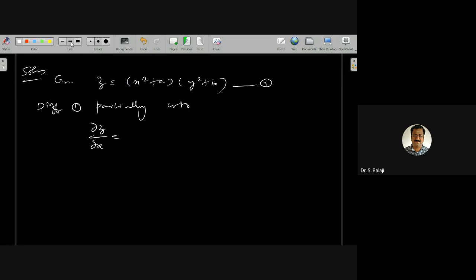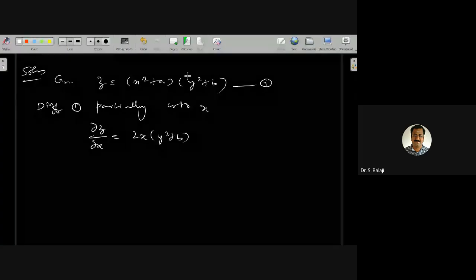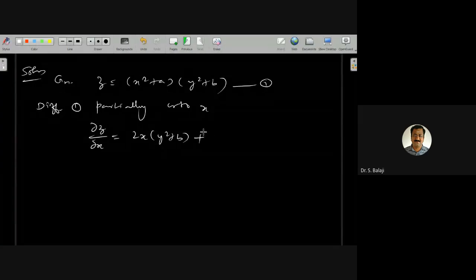With respect to one variable here, x. What about here? Right side is 2x. Here there is no, you have to keep this one as it is. Product model, UV model. Differentiate this one, 2x. Keep as it is here, plus, now keep this one as it is here, x square plus a, and differentiate this one, 0.